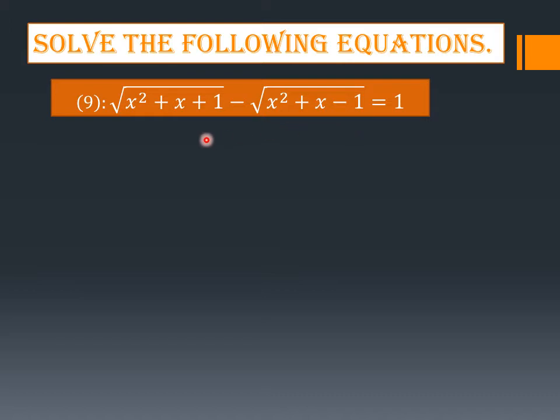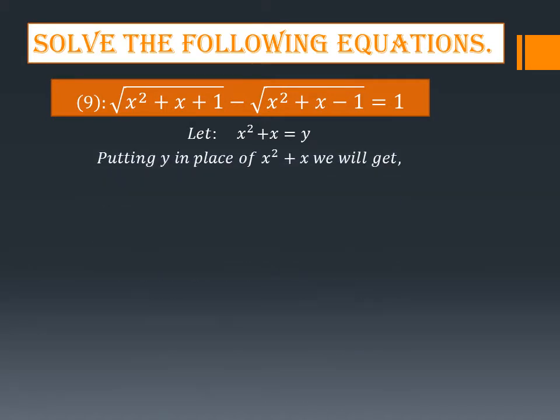As I told you before, in these questions we will have some common digits inside the root. In part 9, we can see that x square plus x is common to both the roots. So we will suppose it first. We will say that x square plus x equals y. Now we will replace this digit with y.